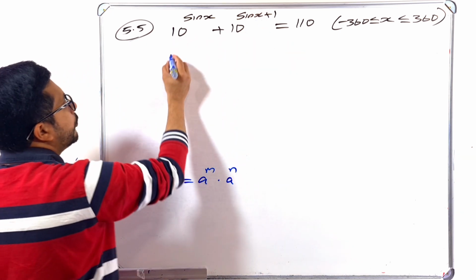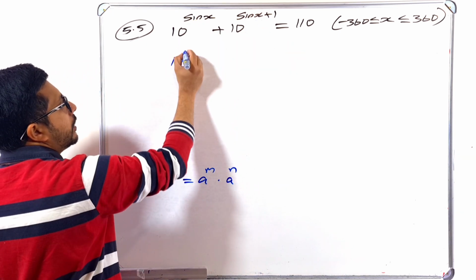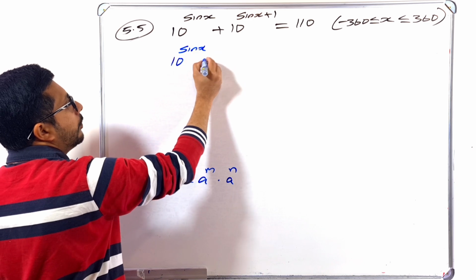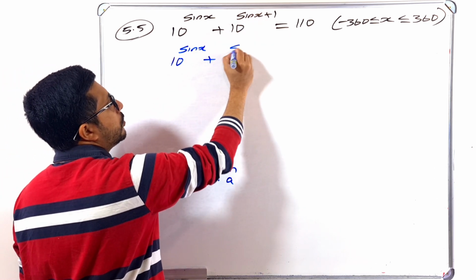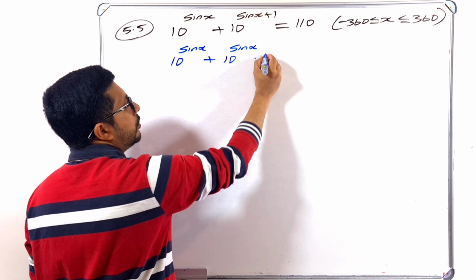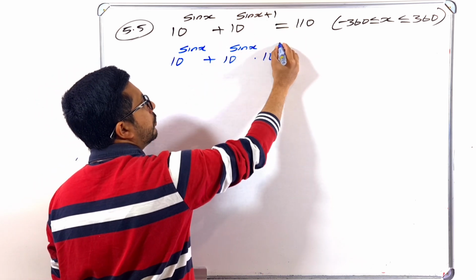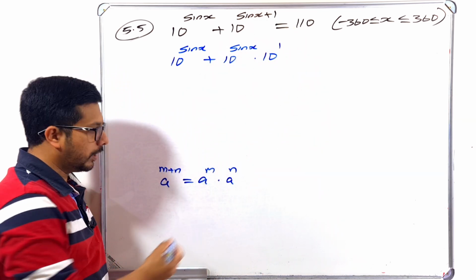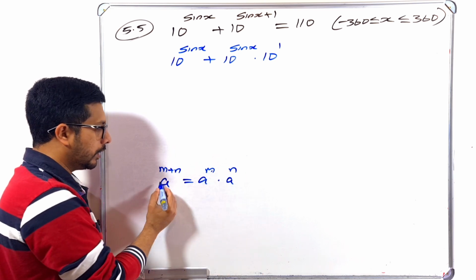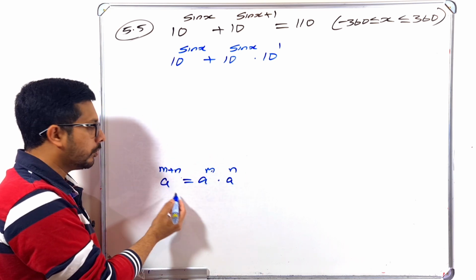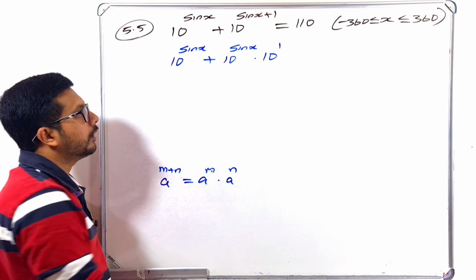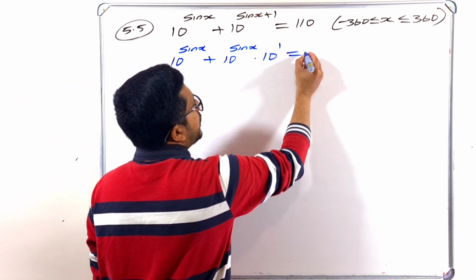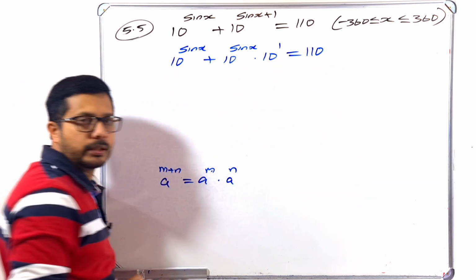So look at how I'm going to write the first step. 10 raised to sin x plus 1, I'm going to split it as 10 raised to sin x into 10 raised to 1. Okay, a raised to m into a raised to n is a raised to m plus n. So a raised to m plus n is a raised to m into a raised to n. Like this. Then that is equal to 110.